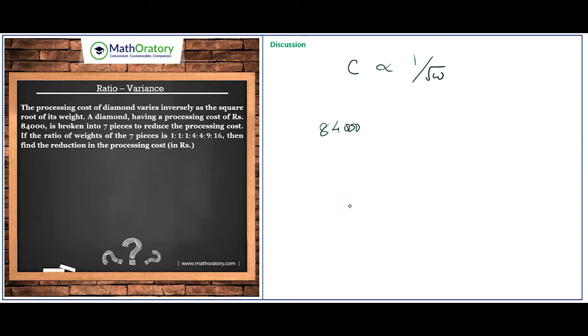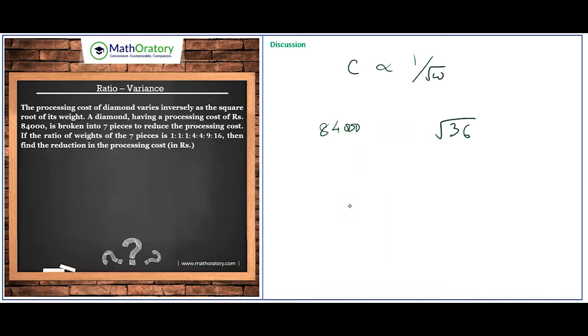So if you're getting the 7 pieces from the original diamond, the original diamond should be weighing a total of 36 grams. So this total weight is 36 grams, and that has a corresponding price of 84,000, right? Now, I'm just listing out these numbers as of now. I won't write 36, I'll write root over 36, because that is what we're dealing with.